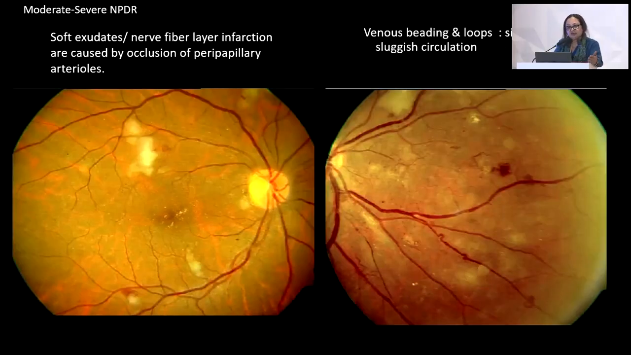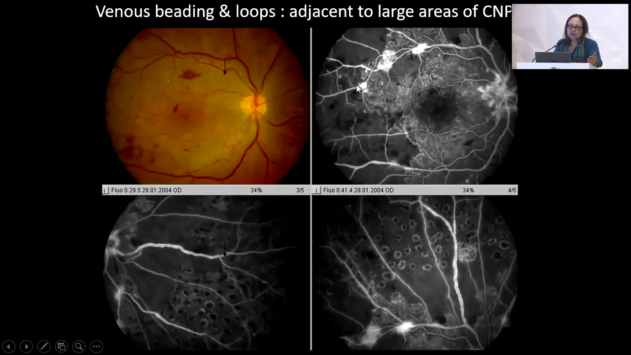Moving on to the more severe form, you will see more soft exudates, which are nerve fiber layer infarcts caused by the occlusion of the peripapillary arterioles. You may see these loops and beading. Now, don't take these beads and loops lightly, because these are the areas where you would invariably see large areas of capillary non-perfusion sitting next to loops and beads. So if you have wide field or if you have fluorescein, please go ahead and do it. Even if you don't have it, it gives you a good clue that there is a lot of ischemia happening which needs to be taken care of.